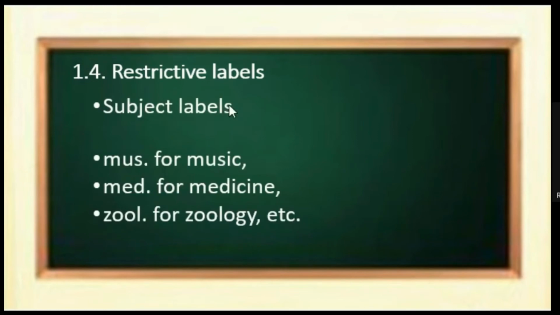We have what we call subject labels. The subject labels, class, are words that have special meanings in a certain field. So you will find these abbreviations for subject labels. You have MUS for music, MED for medicine, ZOOL for zoology, and there are a lot more. Now, one example that I can give you for music is the word sharp.